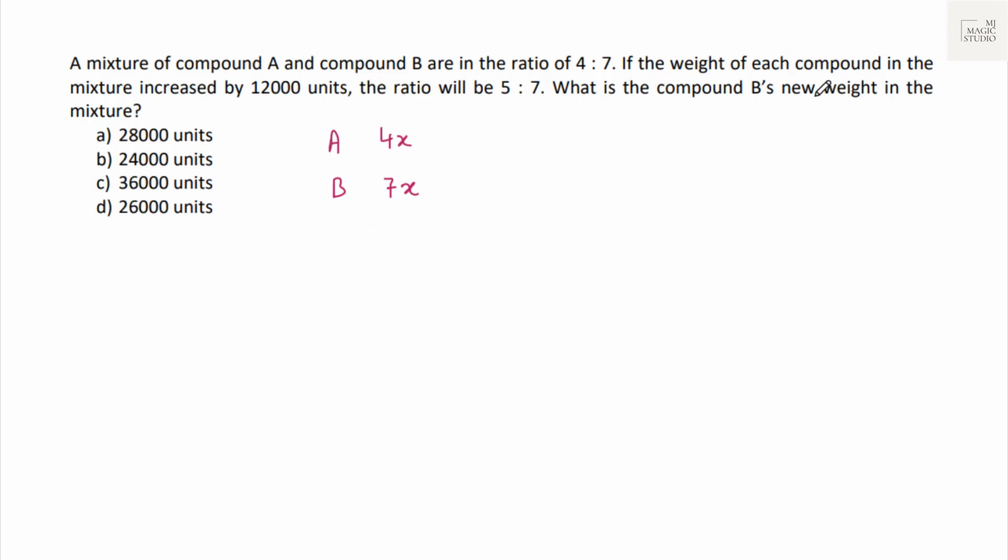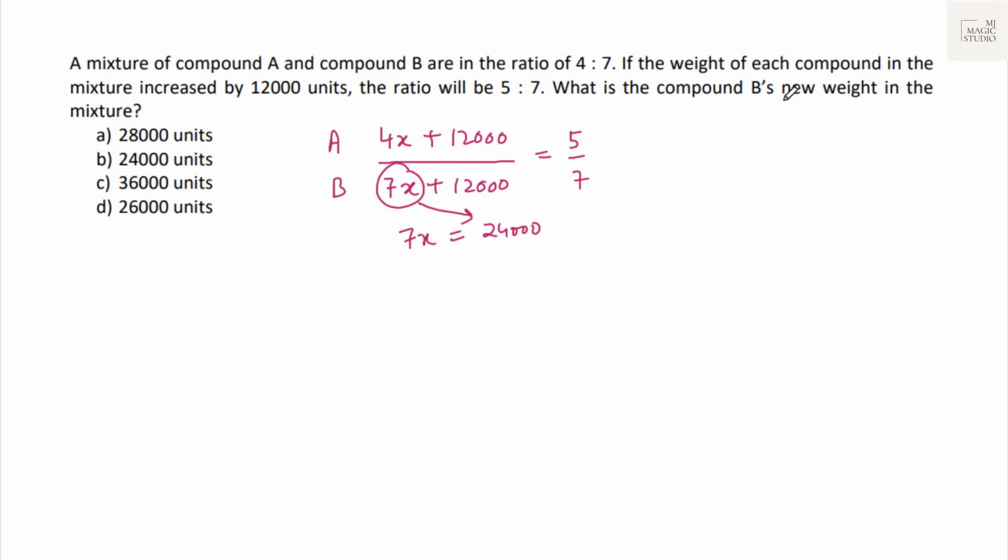If the weight of each compound in the mixture is increased by 12,000 units, then the new ratio will become 5/7. That's it. We need to do cross multiplication and solve for x. 7 into 4 is 28. 5 into 7 is 35. 35 minus 28 is 7x, equals 7, 5 minus 2, 2 into 12 is 24,000. So 7x is 24,000, and the weight of compound B in the old mixture was 24,000. It was 7x. 7x is 24,000.